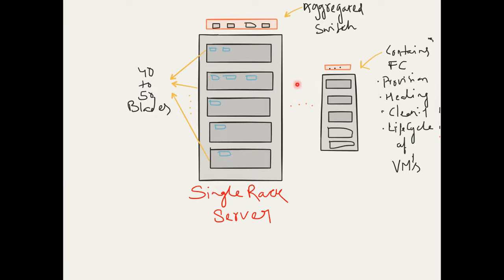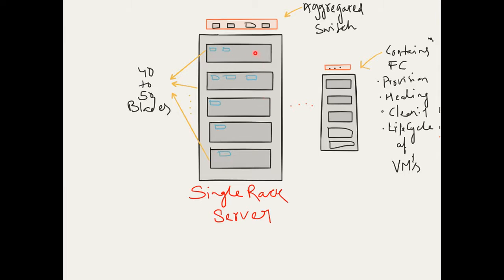Starting from the basic level, Azure data centers are nothing but a group of servers held in a data center. Usually data centers have rack servers, and single rack servers have blades, and these blades have servers which host our virtual machines. These blades are around 40 to 50 in number, so 40 to 50 blades constitute a single rack server.